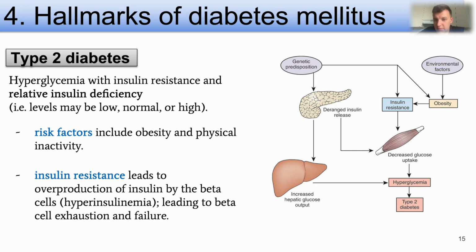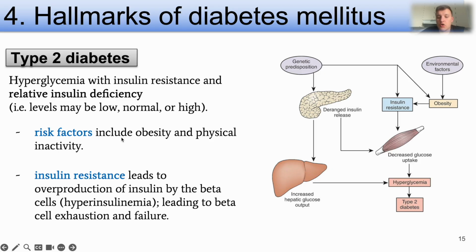In type 2 diabetes, there's hyperglycemia with insulin resistance, right? It's not that we don't have any insulin. It's that we're resisting it because we don't want to listen to it anymore. And we get this relative insulin deficiency. So levels may be low, normal, or high. It depends where you are in the progression of this type 2 diabetes.